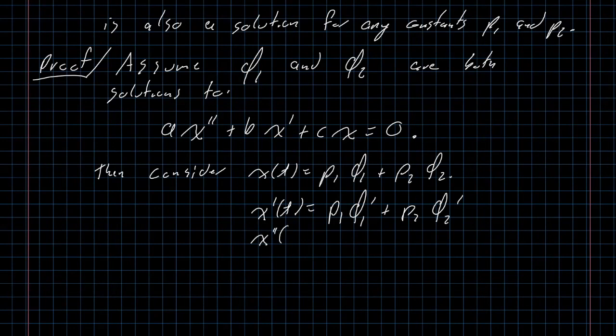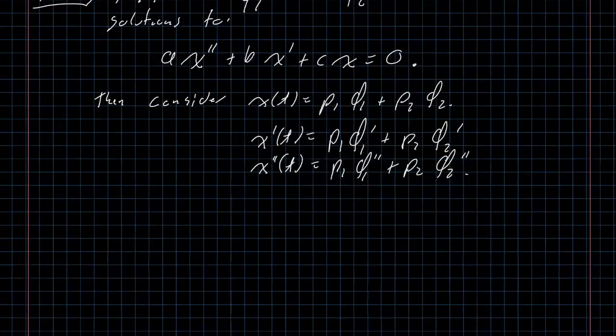And taking the derivative of that will give us x double prime of t, p1 phi1 double prime plus p2 phi2 double prime. And then plug that into the differential equation.